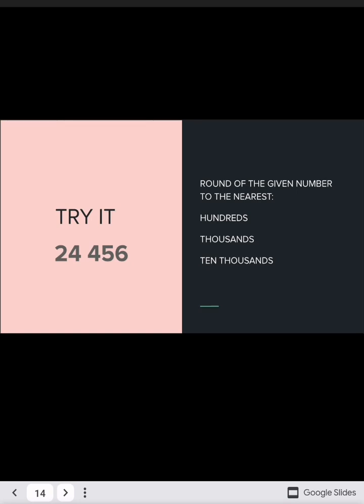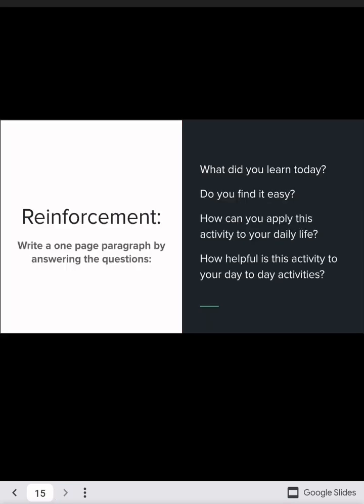Okay, now I need you to try this one. On your piece of paper, or if you have a whiteboard and a marker, go ahead and take a picture of your work and submit it to my Gmail. All right, now the number on the screen, as you see, is 24,456. Now I need you to round it off to the nearest hundreds, to the nearest thousands, and to the nearest 10,000. So remember to round it off properly, and you decide whether you have to round up or round down. Whether you retain the number, or you are going to add 1 to the number.